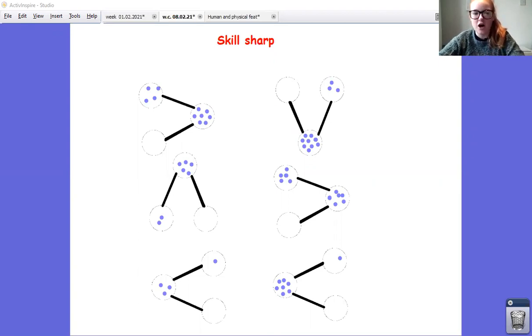I would like you to stop and complete these part whole models. I want you to find the remaining part. What is the remaining part in these part whole models? Off you go.